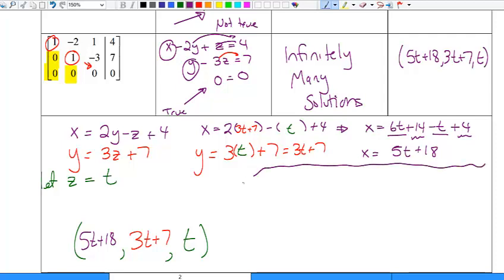So to make that just a little bit more clear, I want to show you how that actually tells us an infinite amount of solutions. Let's let t equal some number. I don't really care. Just pick any number that you like. I guess we'll go with 1 here. If I let t equal 1 and I plug that into my ordered triple, I have 5 times 1 plus 18, 3 times 1 plus 7, comma, 1.